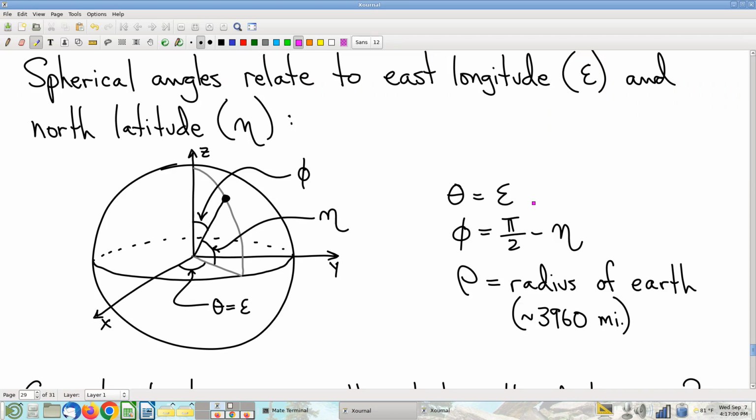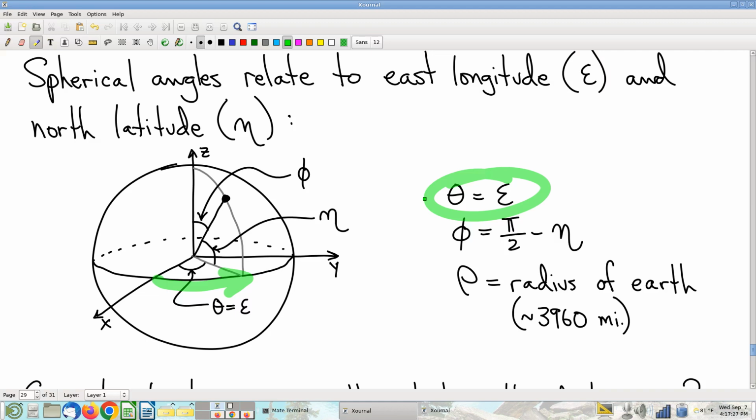So let's observe that if you set up the Earth correctly, with its center at the origin, the prime meridian on the positive part of the x-axis, North Pole on the z-axis, etc., then theta is longitude, east longitude. They're exactly the same. That's neat. That's handy. Very convenient. What a coincidence.